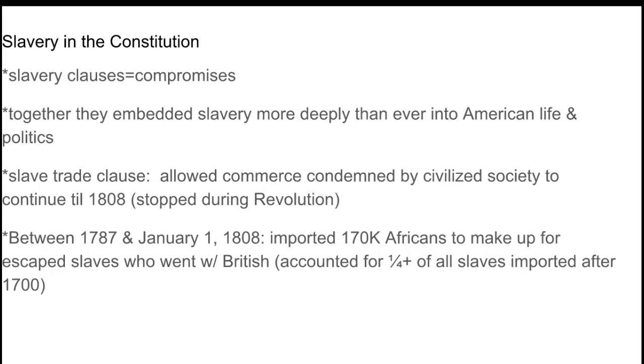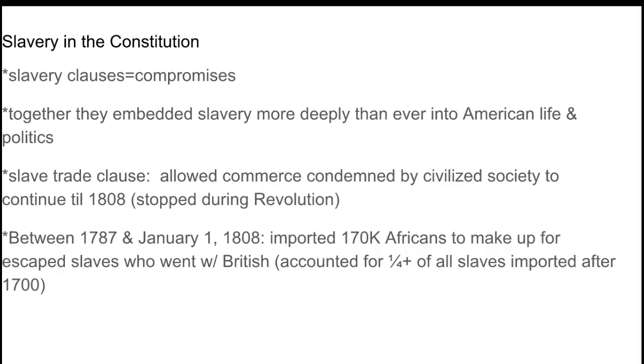Between 1787 and January 1 of 1808, they imported 170,000 Africans. The framers said the Congress will have the option, January 1, 1808, in the Constitution, to abolish the transatlantic slave trade, meaning they couldn't import any more Africans for slavery purposes. They didn't have to choose it, but they were hoping they would.